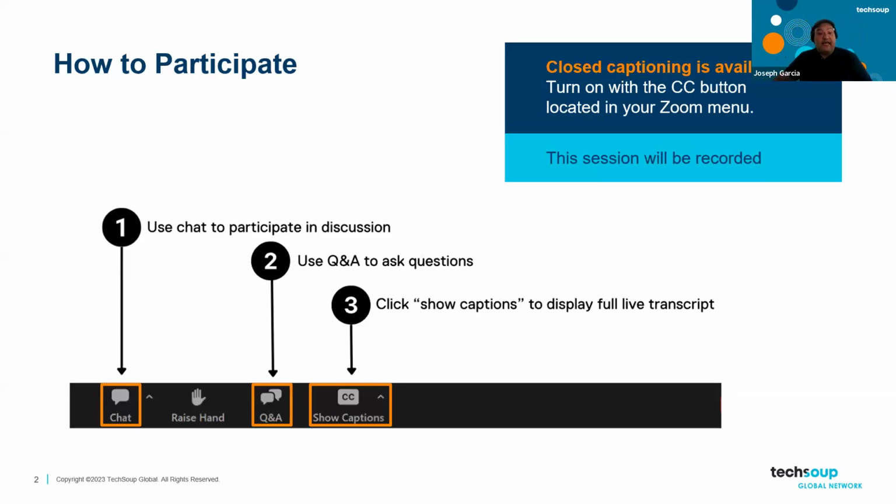Another way that you can participate in today's webinar is using the Q&A function. See that little Q&A in the same row as the chat button. You would click that and then just type your answers there. And then last but not least, if you would like captions, or if you're hearing impaired, you can click show captions, and it will display a full live script of what's being said and what's being shared in this webinar.